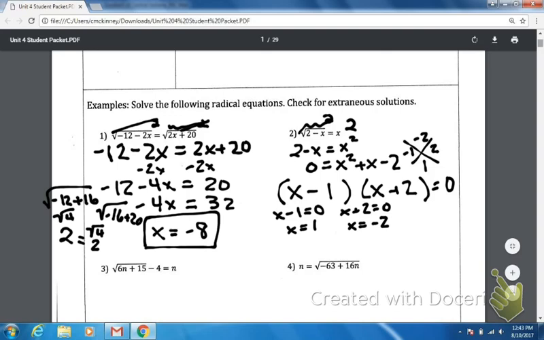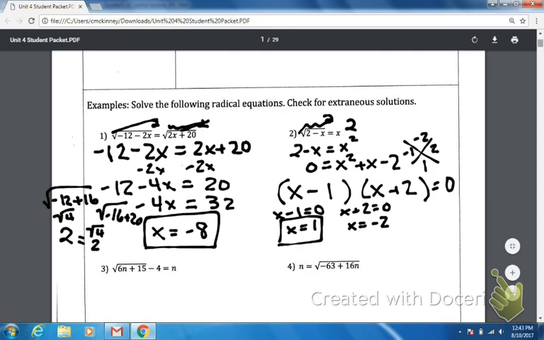And then we need to check these to see if they work or if one of them might be an extraneous solution. So if I plug 1 in, what is 2 minus 1? 1. What is the square root of 1? 1. So he passes. He's good.